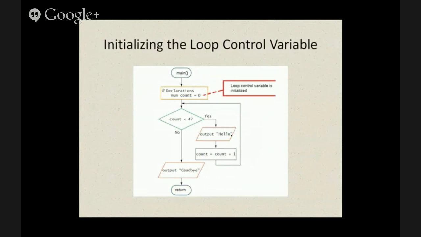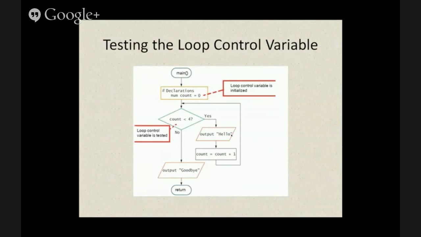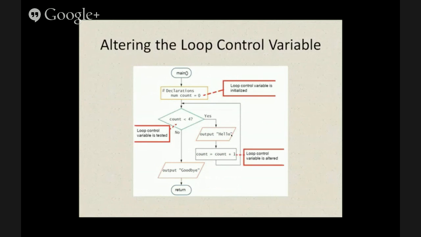To have a successful loop, a loop control variable must be initialized. In this case, count is set to 0. A loop control variable also has to be tested correctly. In this case, count is compared to 4. And finally, a loop control variable has to be altered within the body of the loop, or you run the risk of having the loop never end.